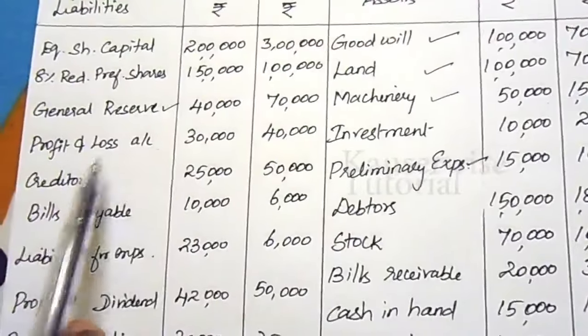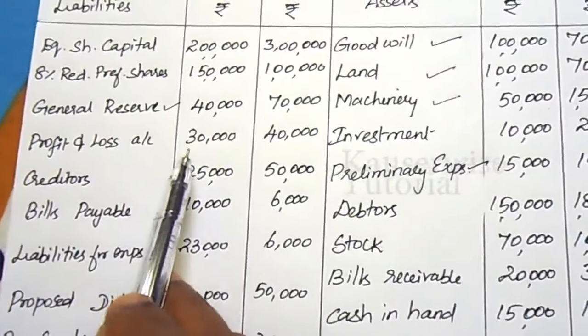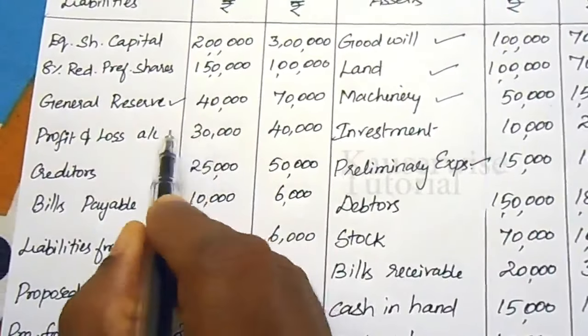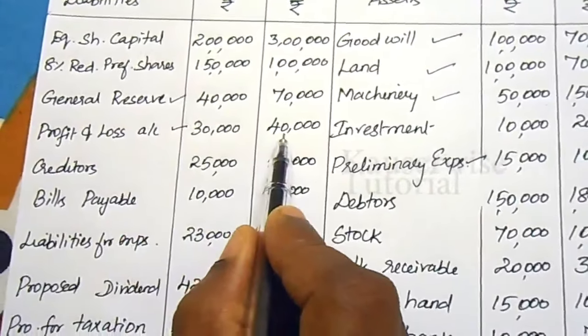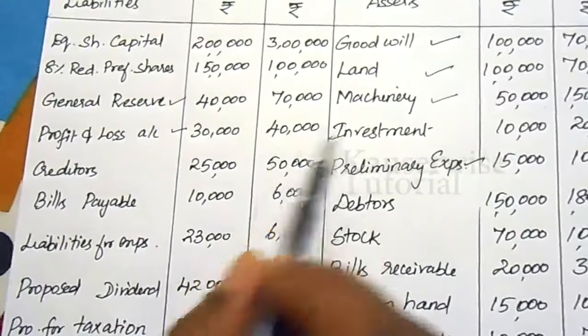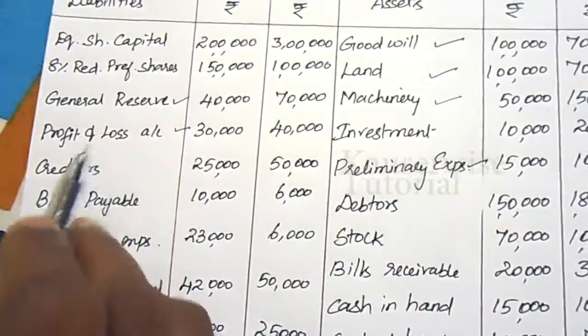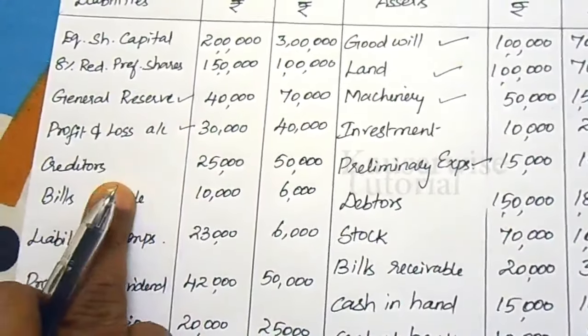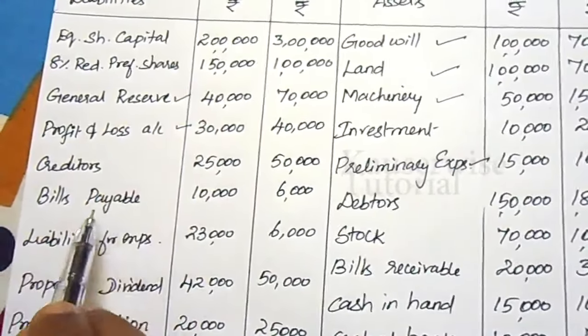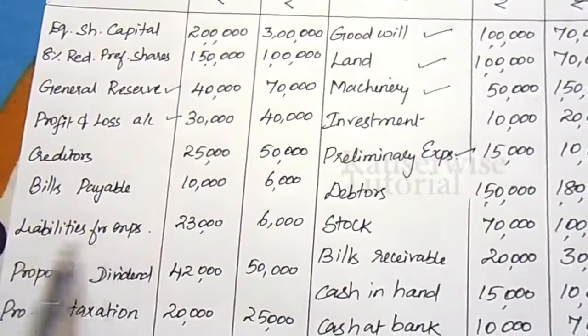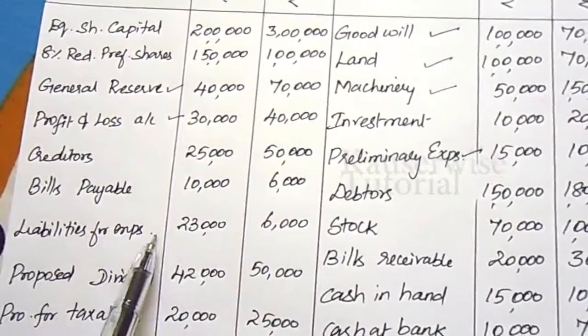Next one is profit and loss account. This we have already entered in the adjusted profit and loss account. We have entered the opening amount under the credit side and the closing amount under the debit side. Next one is creditors. It is a current liability. So this will be entered only while you prepare the cash from operation. Bills payable is also a current liability. Liability for expense, that is outstanding expense, is also a current liability.